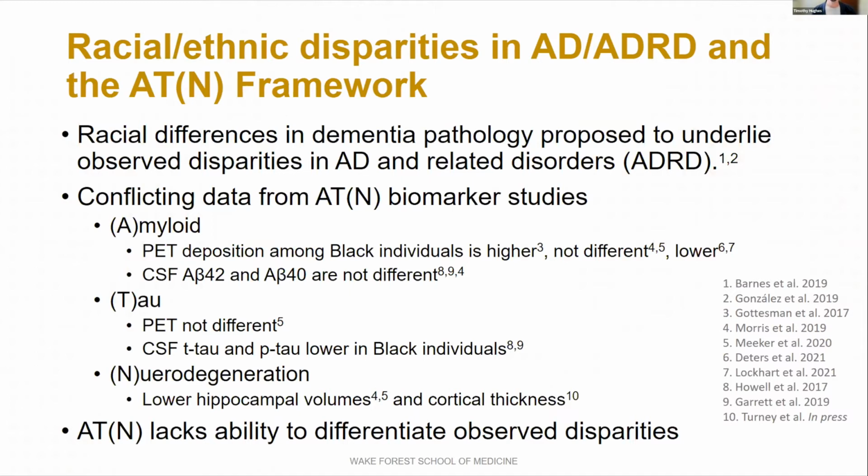And it's these racial differences in dementia pathology that are proposed to underlie the observed disparities in AD. However, as Dr. Zhang presented yesterday, there are conflicting data on ATN biomarker studies. Amyloid PET has been found to be higher, not different, or lower in Black individuals compared to white individuals. CSF A beta 42 and 40 levels are consistently not different to a scale that we would expect to see if it was a key driver.